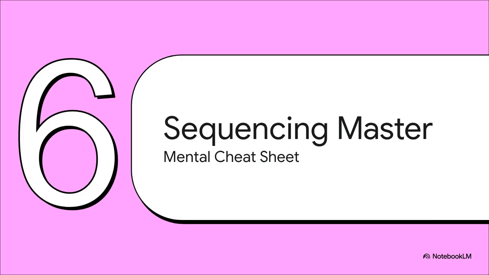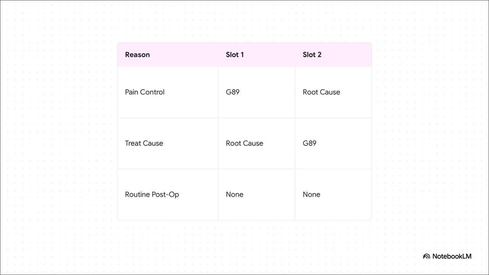Finally, Section 6, Mastering Pain Code Sequencing, with our mental cheat sheet. To bring all this CMS guideline data together, we've got the ultimate cheat sheet for you to sequence these flawlessly. Think about the flow. If the encounter is for pain control, G89 takes slot 1. If the encounter is to treat the underlying cause, that root cause takes slot 1. And if the encounter just reveals routine post-op pain, you don't even code it.